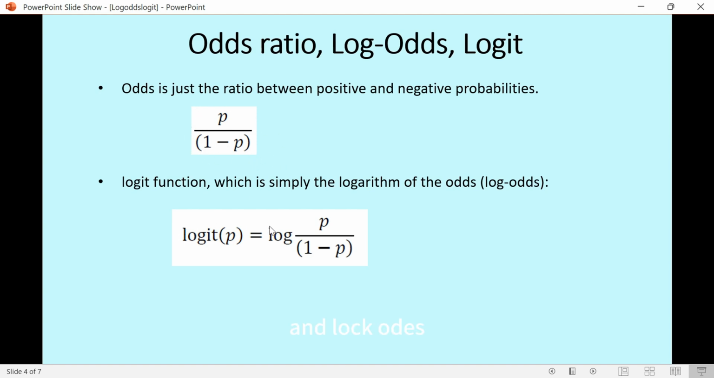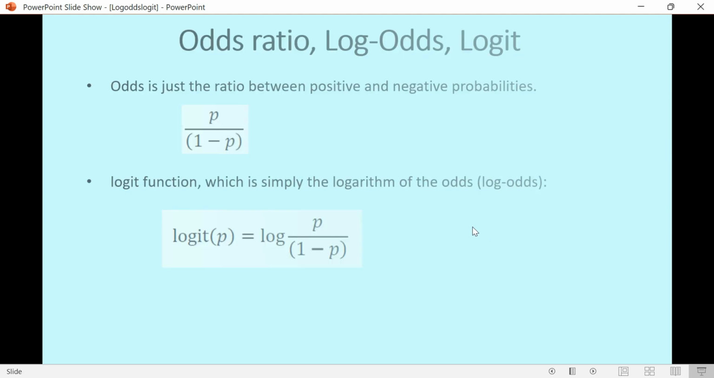And log odds is just the logarithm of the odds ratio, so log of P divided by 1 minus P. This term is also called logit P. So the log odds ratio is the logit. This is an important notion: log odds is logit. So what is a logit?